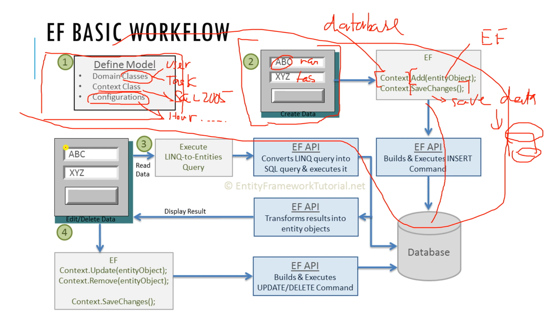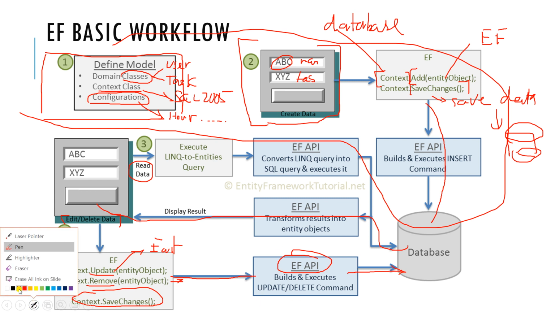The second, when we have the form, we can read the data from the database, using LINQ to Entities queries. After we retrieve data from the database, we can edit or delete data with some functions, for example update and remove. Update is an edit, and remove is a delete. After update and remove, we save it in the context, and it directly uses the API to access the data.